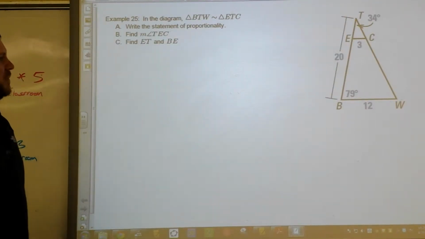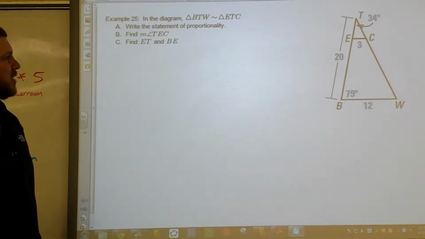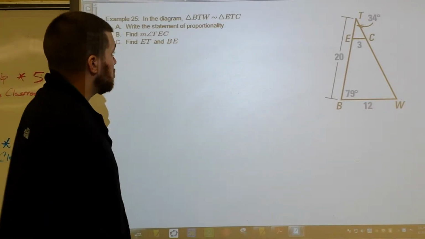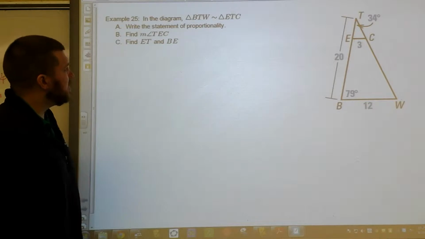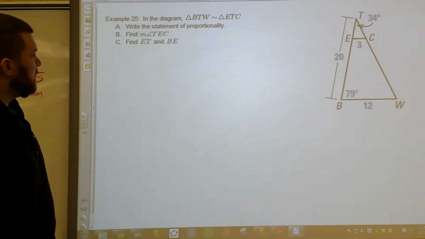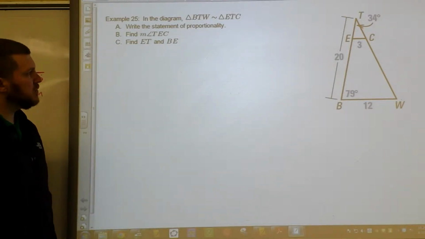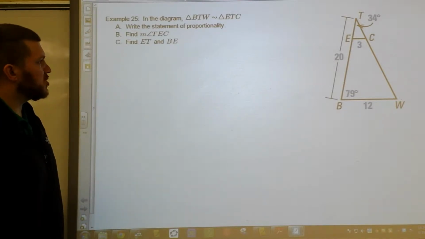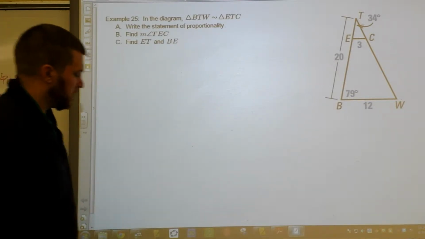All right, so we have example 25. In the diagram, we have triangle BTW is similar, again, this symbol means similar, to triangle ETC. In part A, we want to write the statement of proportionality. In part B, we want to find the measure of angle TEC. And in part C, we want to find the length of ET and the length of BE. Let's start with part A. Let's write the statement of proportionality.